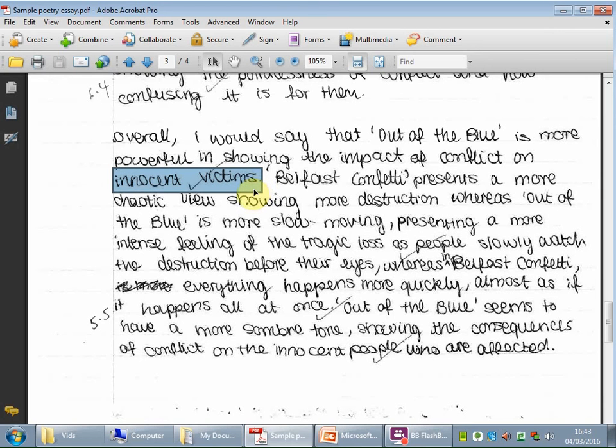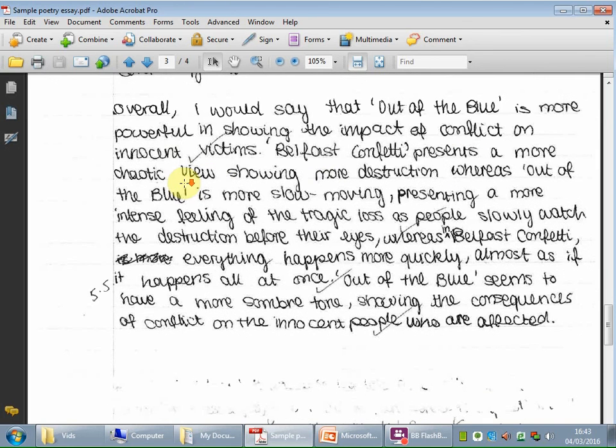It's almost as if the essay has turned into an essay about innocent victims, so do be aware of that. It wouldn't greatly affect your grade, but it would a bit. But the point is, it evaluates by giving an opinion. Out of the Blue is more powerful in showing the impact of conflict on innocent victims. Belfast Confetti presents a more chaotic view, showing more destruction. See how we're really comparing the poems here.